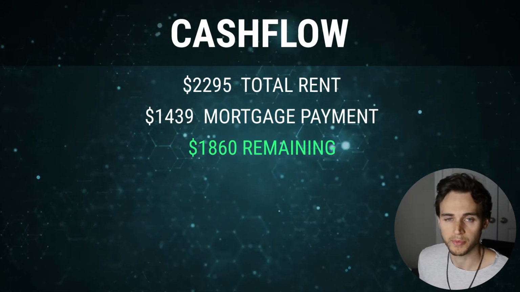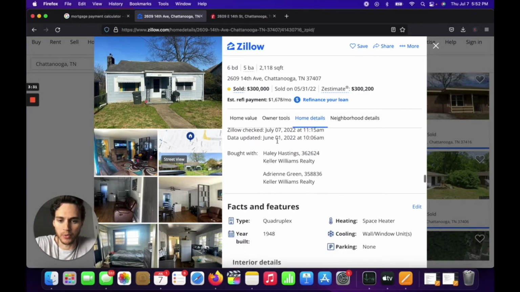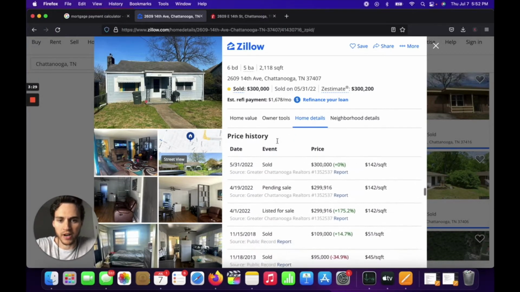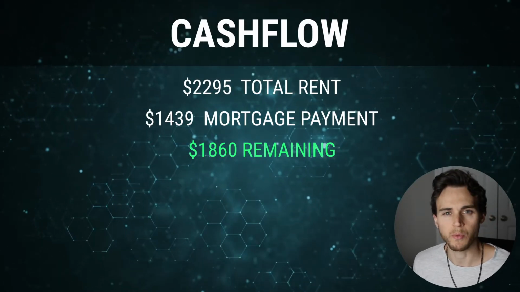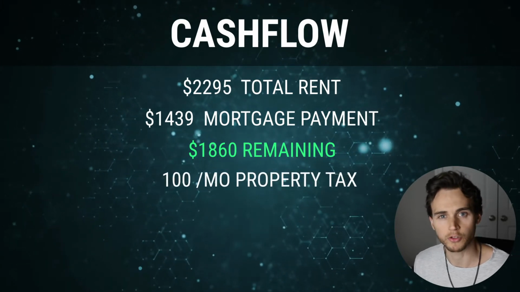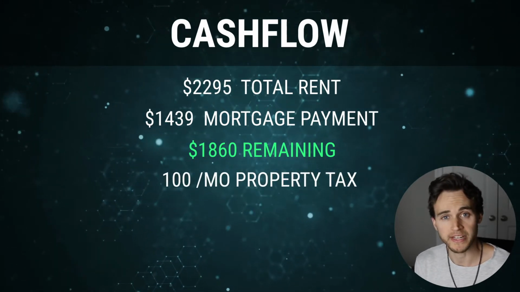One of the overall expenses is your property tax. So if we go into the home details again and scroll down, we will find a property tax assessment of about $817 per year. Just to make the numbers easy, I said, okay, $100 per month in property tax that we need to deduct. Now the next thing we need to deduct is property insurance.